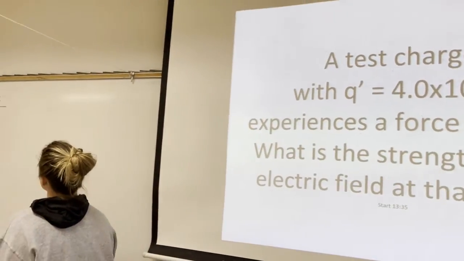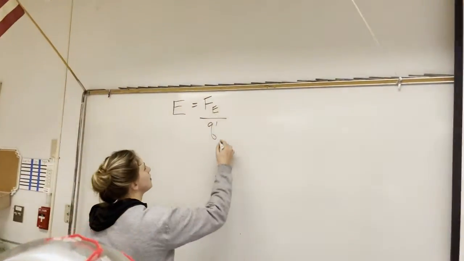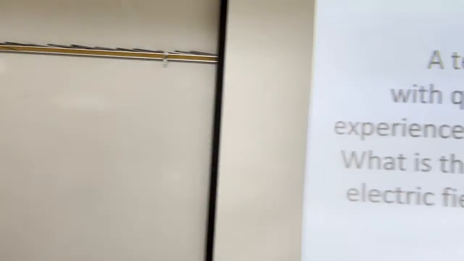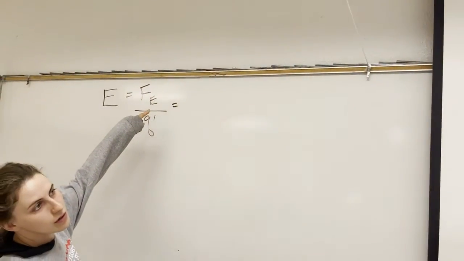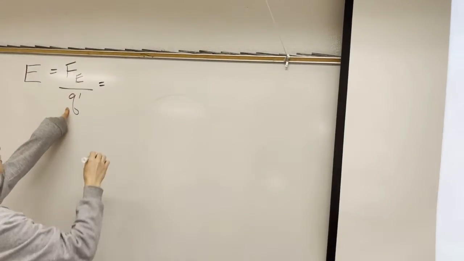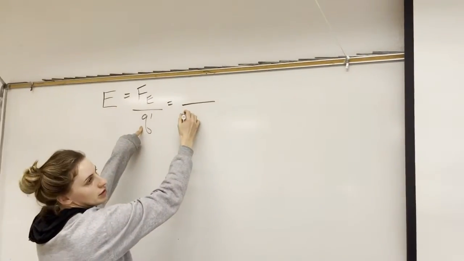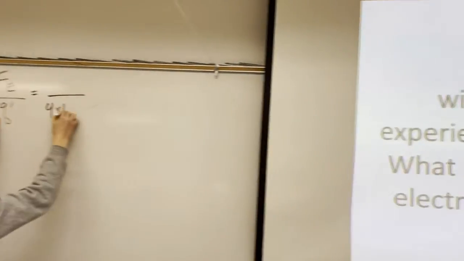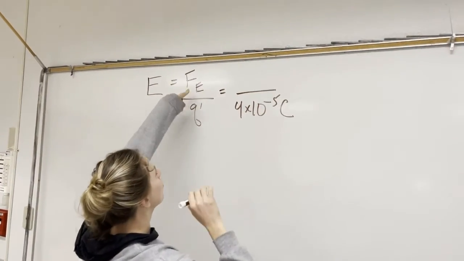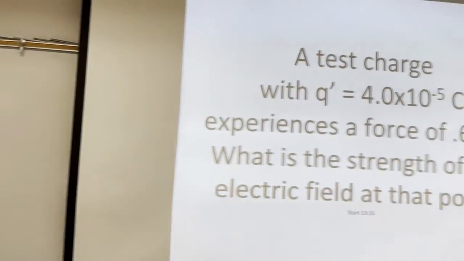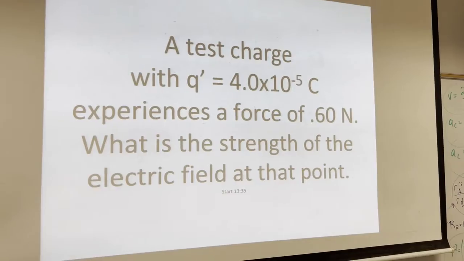Okay, well, let's see. So we are given the charge, 4 times 10 to the negative 5th coulombs. Oh wait, no, that's the charge. My bad. So I'm going to put that at the bottom right here. And then what is the electric force? 0.6 newtons.